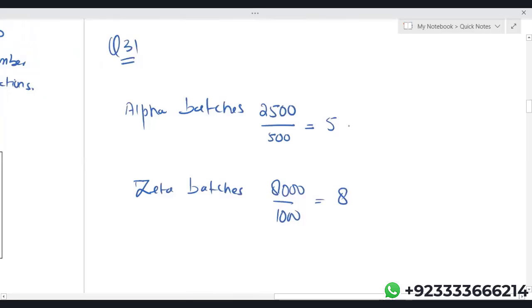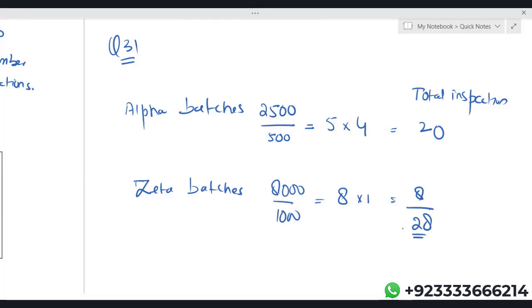Okay. One batch needs 4 inspections. Here, one batch needs 1 inspection. So total inspections: alpha needs 20, zeta needs 8. So it means the total inspections for alpha and zeta is 28. Great. Now, very easily we can calculate the per inspection overhead cost.